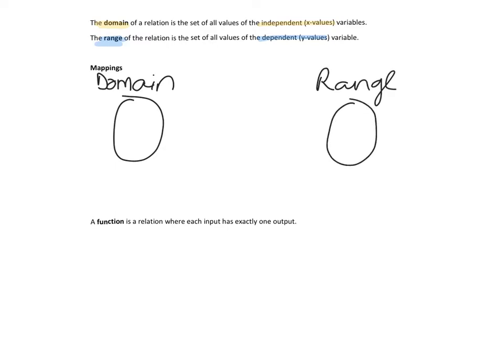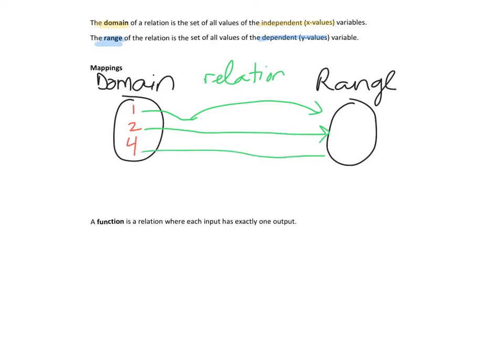So for instance, let's say our x values, our domain, is 1, 2, 4. And our relation is going to take all of those x values and assign them to a y value. Let's be more specific. 1 will go there, 2, and 4. Let's say 1 is mapped to 7, and let's say 2 and 4 are both mapped to 9. So again, we created this relation where 1 goes to 7, 2 goes to 9, and 4 goes to 9.